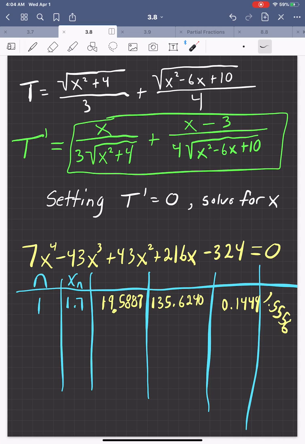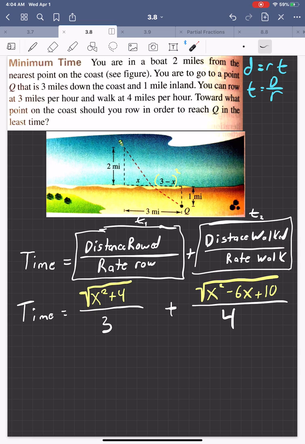My apologies. What I should have said is 1.556 is where you should land on it. That's approximately where you should land. You would still have to plug it in to find the time. I don't know what I said. So 1.556 would be a good place to go if you were trying to minimize the amount of time to get to point Q.